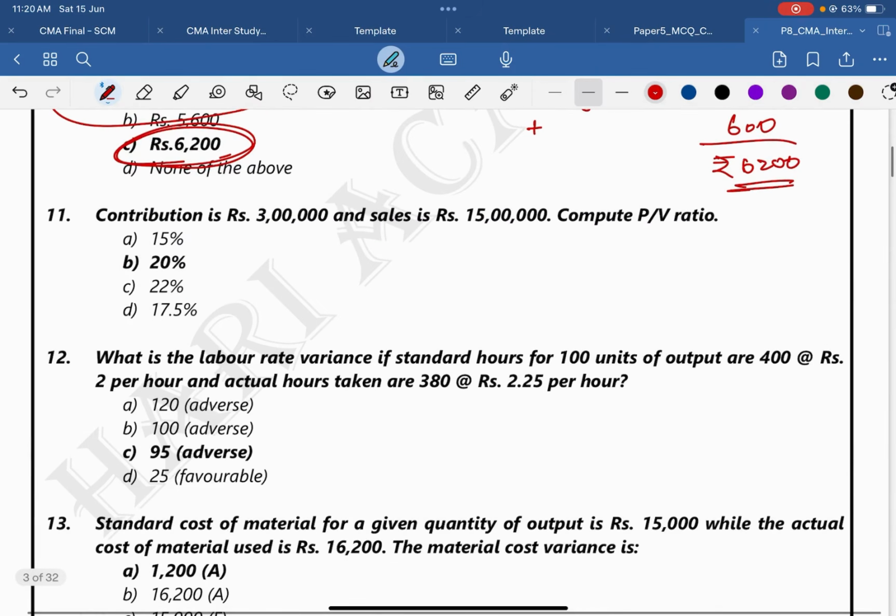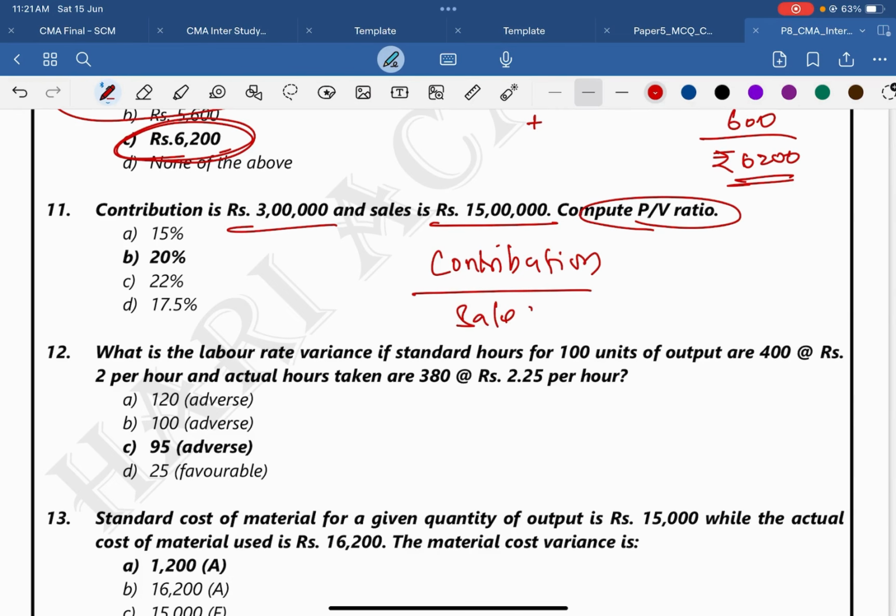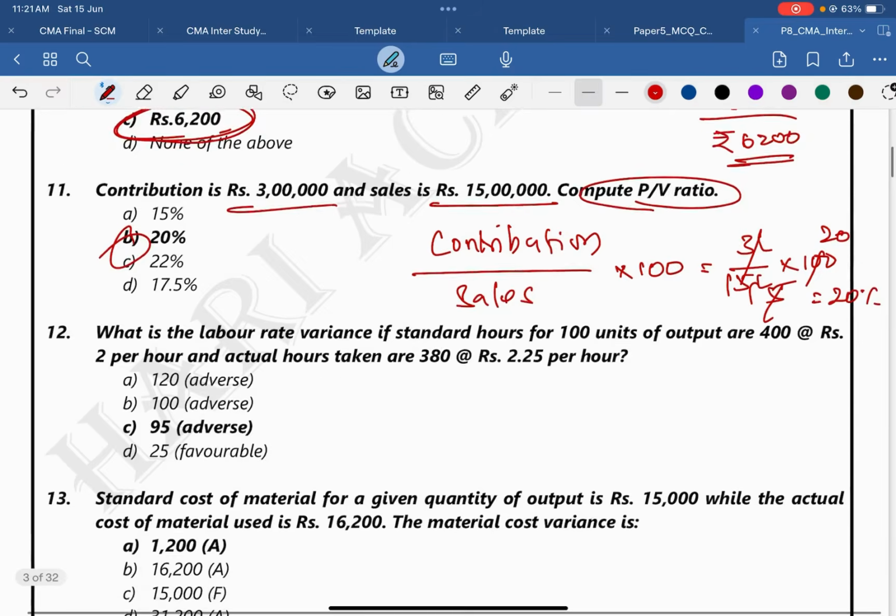Then question number 1, an easier one. Compute the PV ratio. Contribution is given, sales is given. What is the formula? Contribution by sales into 100. Repeat it with me. Contribution by sales into 100. That is nothing but 3 lakh divided by 15 lakh into 100. If you cancel, it will become 1 by 5, which is 20%. So answer B is your option.